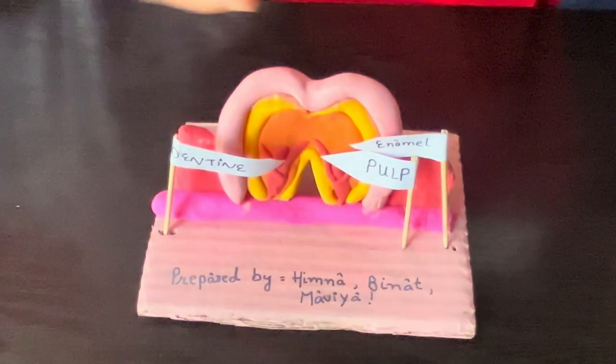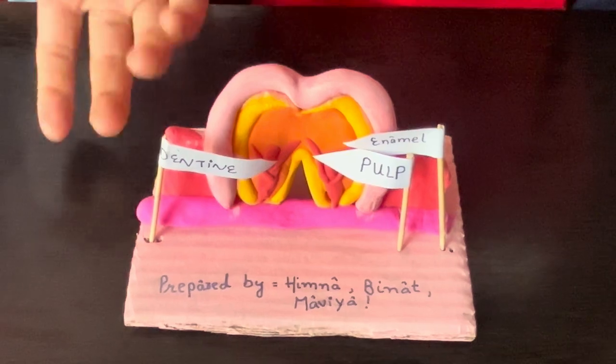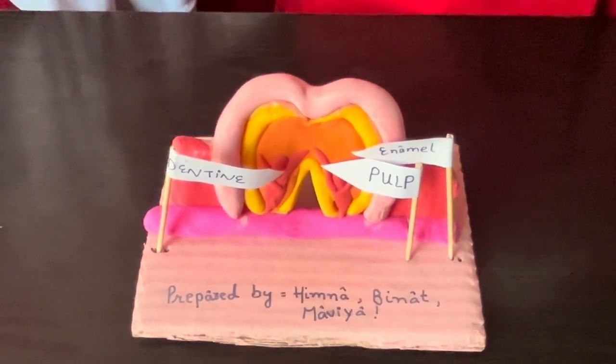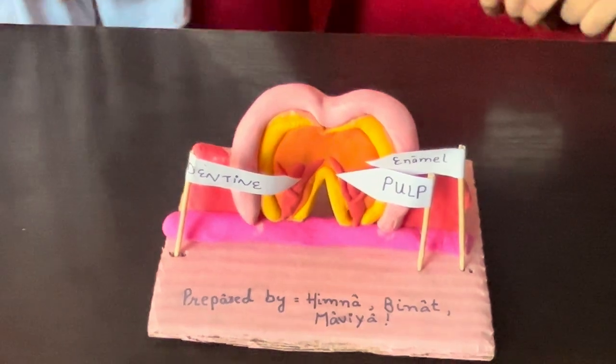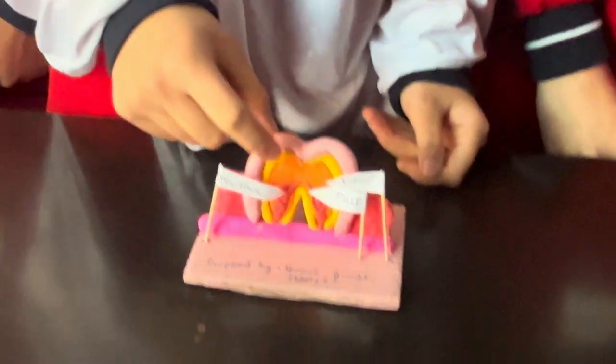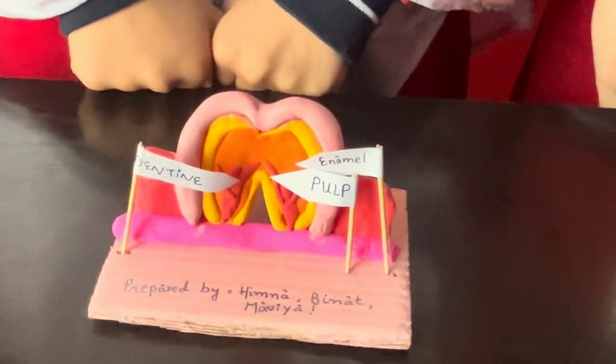What is enamel? Enamel is the outermost part of the teeth and the hardest part of the human body, which protects teeth from bacteria. So now I will tell you about the dentine. This is dentine. Dentine is located underneath the enamel and is not as hard as enamel. So it also protects teeth from bacteria.